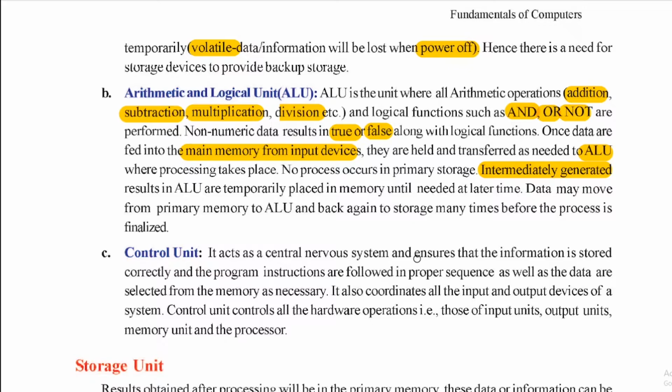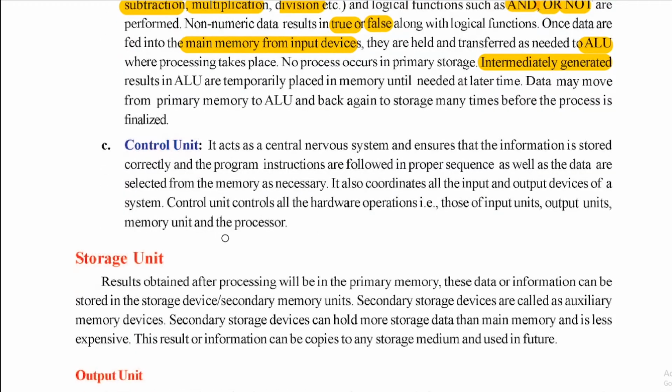The control unit controls and coordinates the entire operation of the system. Everything is controlled and monitored. All the hardware components, and the movement of data between the input devices, output devices, and memory units, will be controlled and monitored by the control unit. That is the role of the control unit. All of them have to work together, and only then can we get the final result. That is why the computer can do so many things, because these components perform their tasks as one unit.